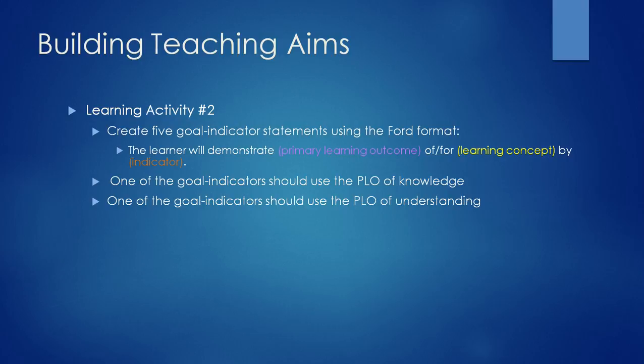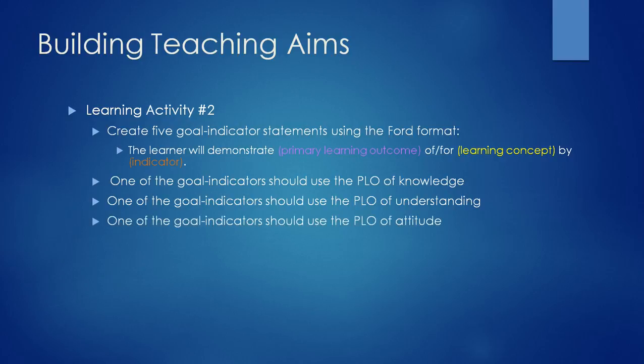So the indicator would say the learner or the pupil or the student demonstrates understanding of, and whatever the concept is, the Pythagorean theorem, by calculating the hypotenuse of a given right triangle. Okay, so that's one way to demonstrate understanding. You give them a problem and they solve it using the formula. Boom, you know they have the understanding of how to use it.